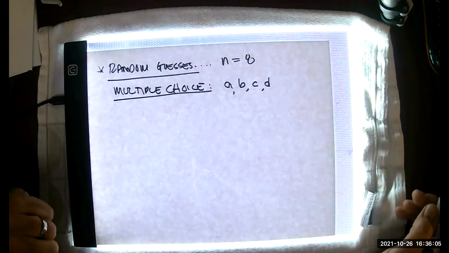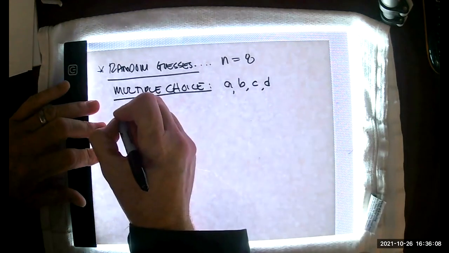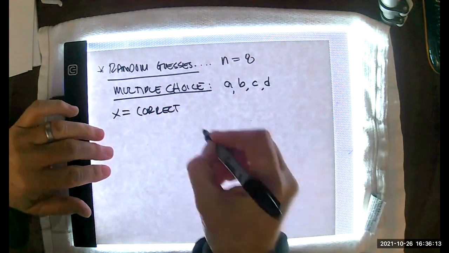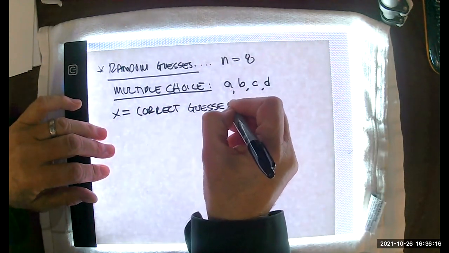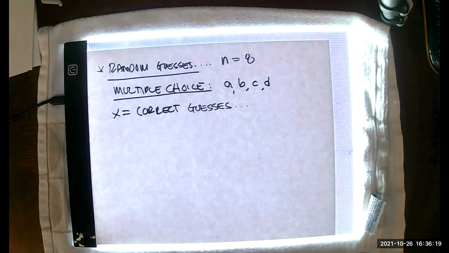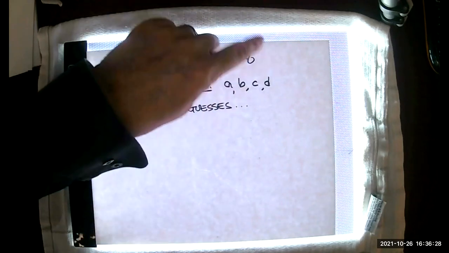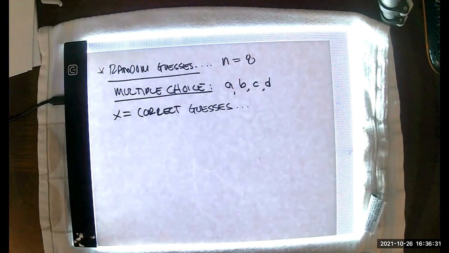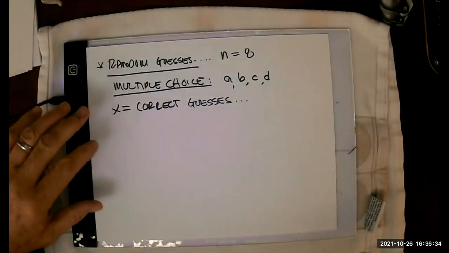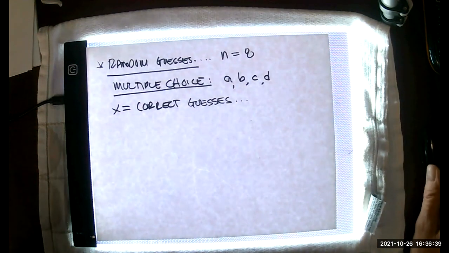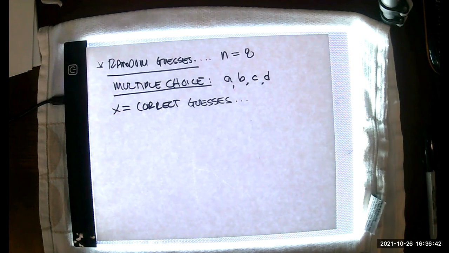So if we're going to be making random guesses, and we're going to let X equal the number of correct guesses, I can ask, what is the mean number of correct guesses? What is the standard deviation of correct guesses? What is the variance of correct guesses when we're guessing over 8 questions, each of the questions having 4 possible outcomes? So this is the type of question where I would probably provide the P, not the N, but I would probably provide the P, although maybe not.